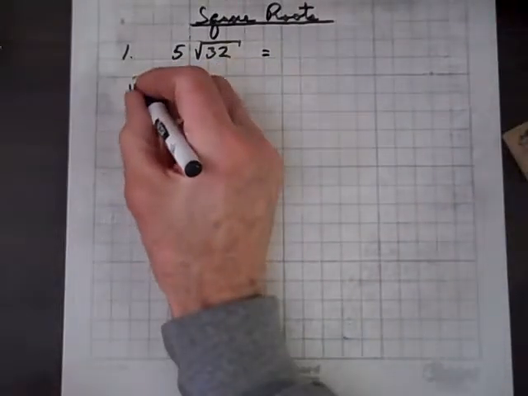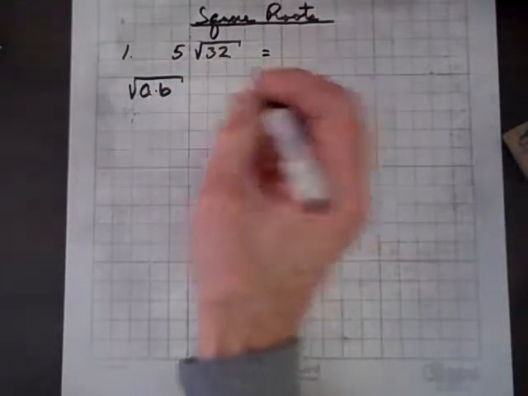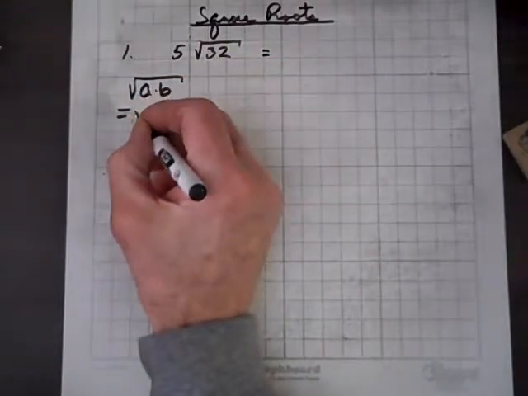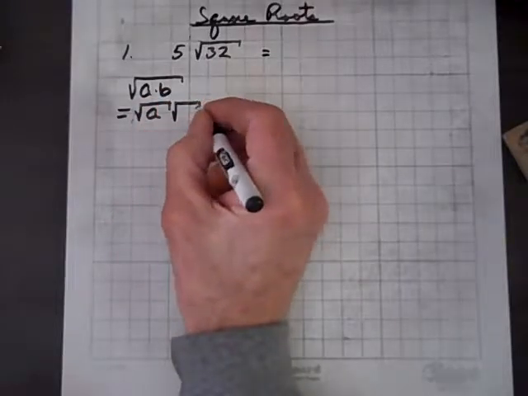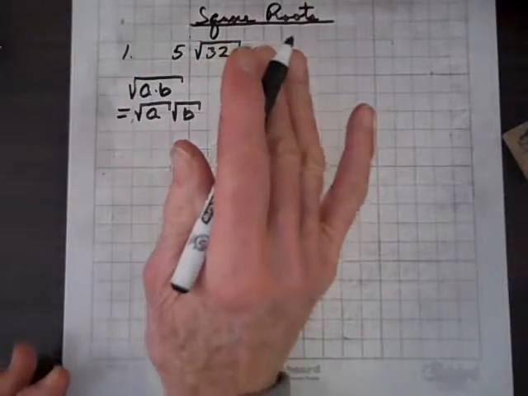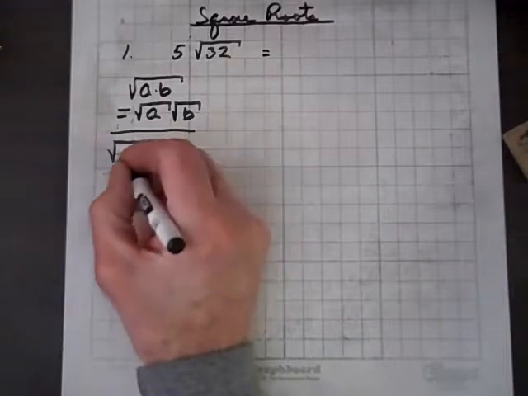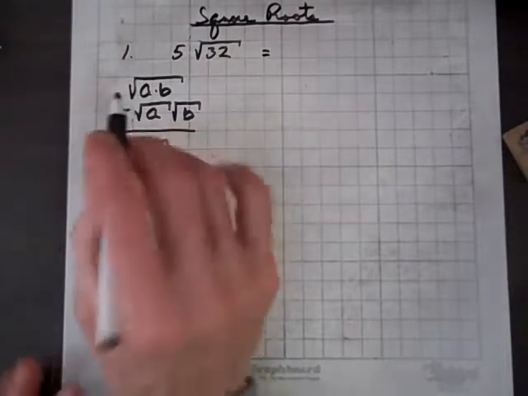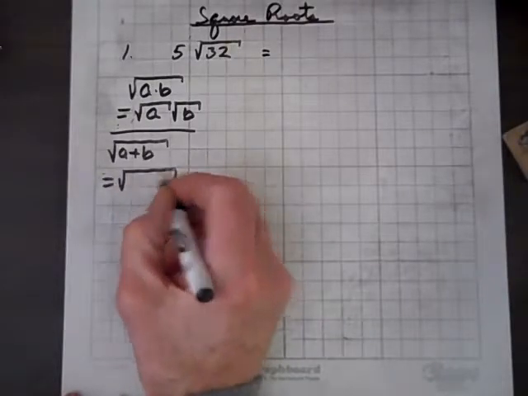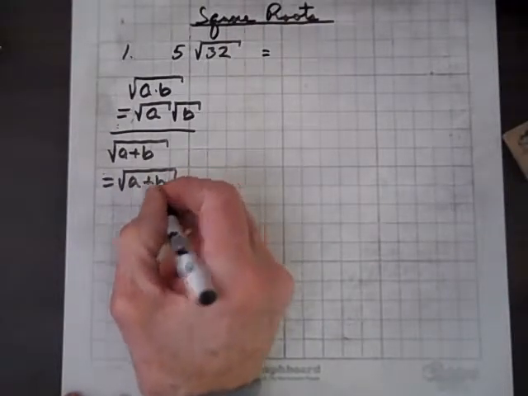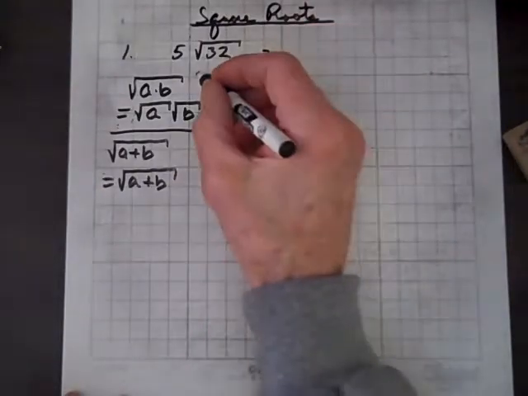Look, anytime you take the square root of a times b, you can break that up into one factor of the square root of a times another factor of the square root of b. Now, keep in mind, if you have the square root of a plus b, then there's nothing you can do with that. That just equals the square root of a plus b. Those do not break apart. So, now let's get on with this.